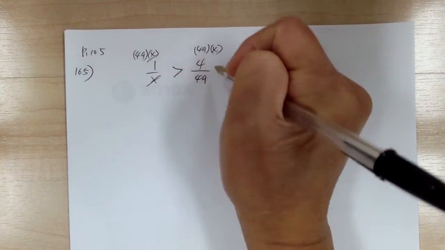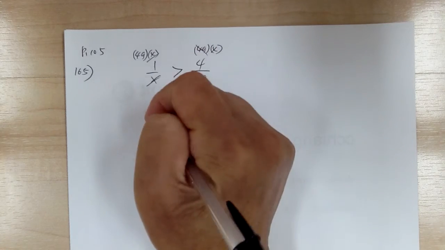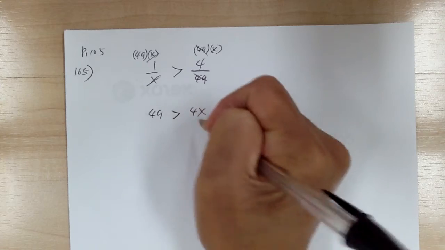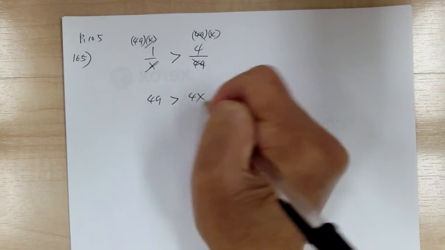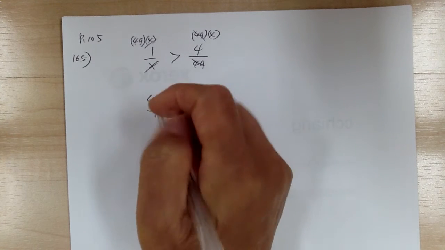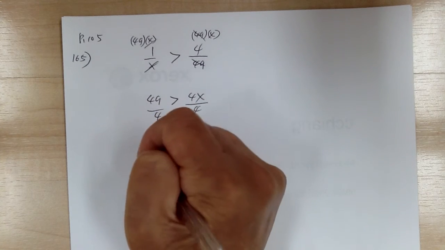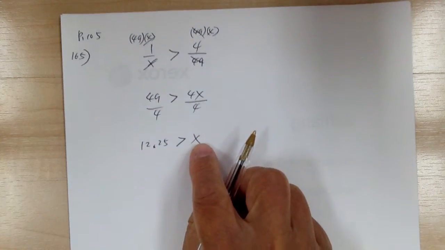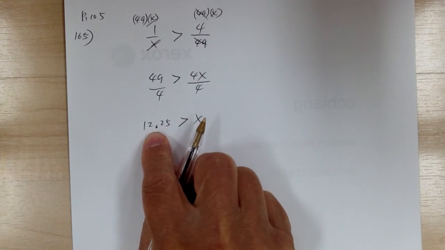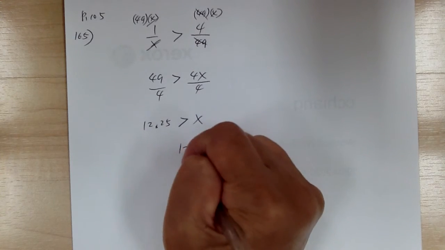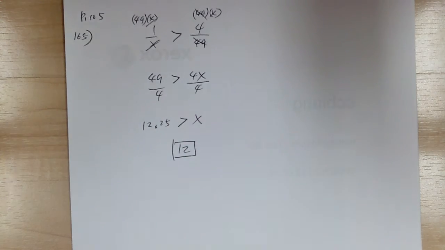So that cancels out, and this cancels out. So you've got 49 is greater than 4x. And then you divide by 4, so x has to be less than 12.25. Since x is an integer, it has to be less than that. So the largest number that x can have is 12.